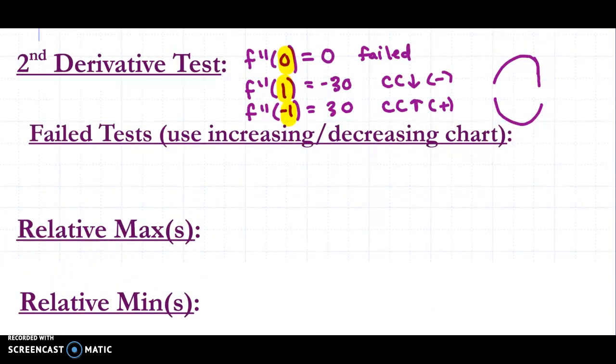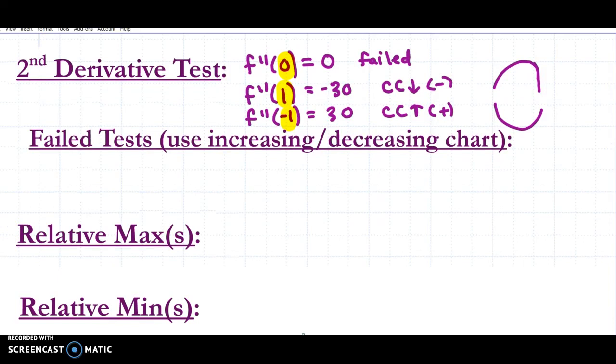Okay, so, oops, let me get a chart going here. Remember, this is increasing, decreasing, so that has to do with the first derivative. Actually, it's really important here that I use these guys. Any guesses why?